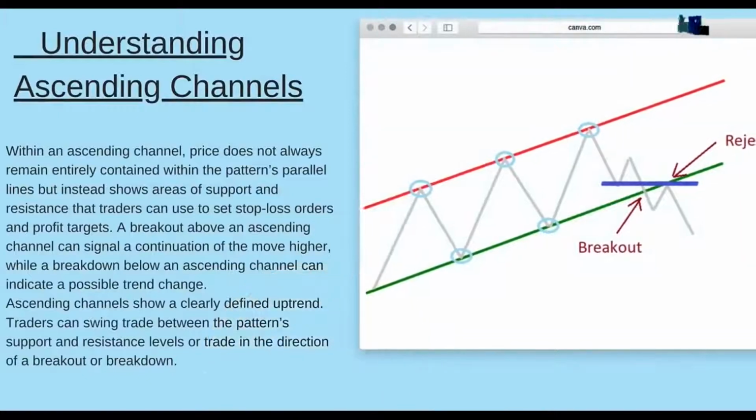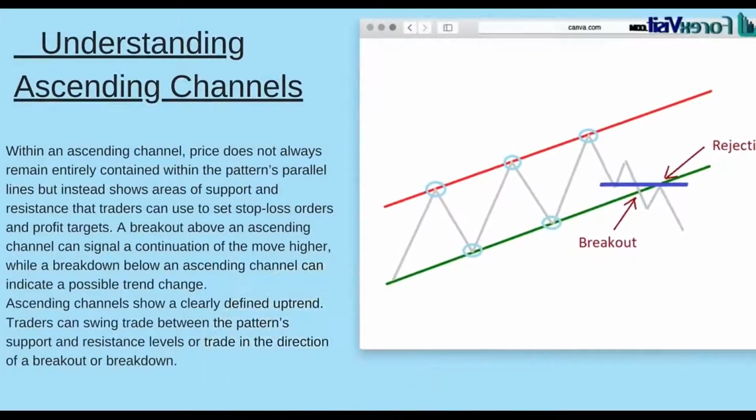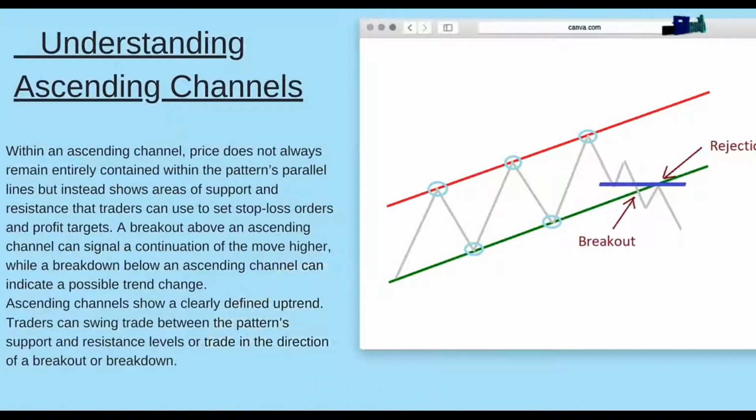Understanding ascending channels. Within an ascending channel, price does not always remain entirely contained within the pattern's parallel lines but instead shows areas of support and resistance that traders can use to set stop-loss orders and profit targets. A breakout above an ascending channel can signal a continuation of the move higher, while a breakdown below an ascending channel can indicate a possible trend change.